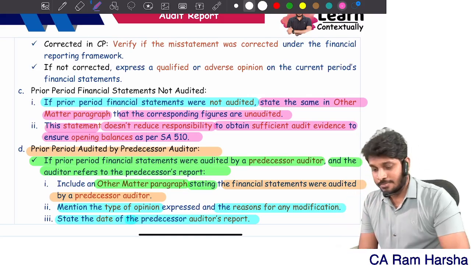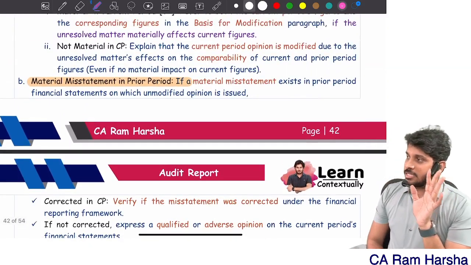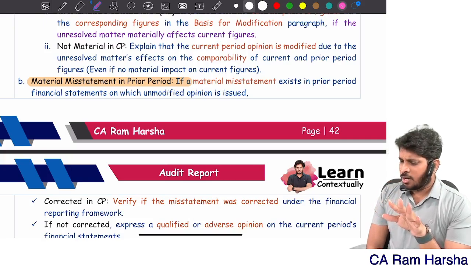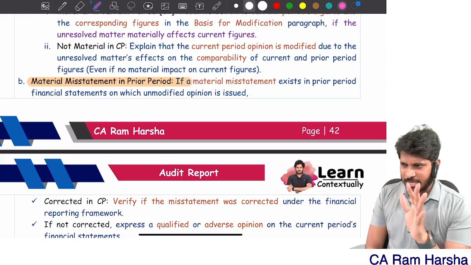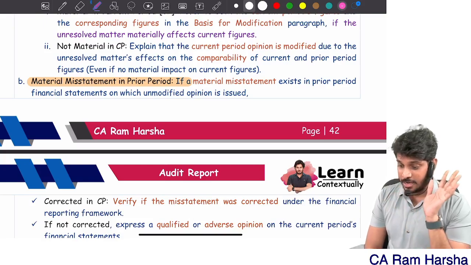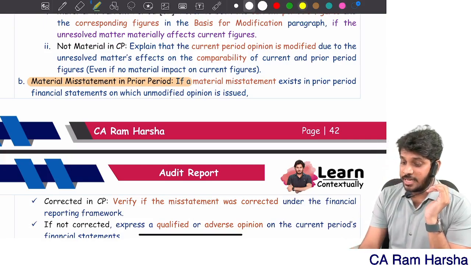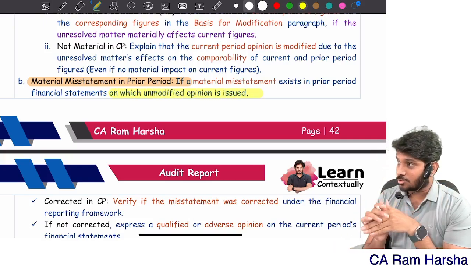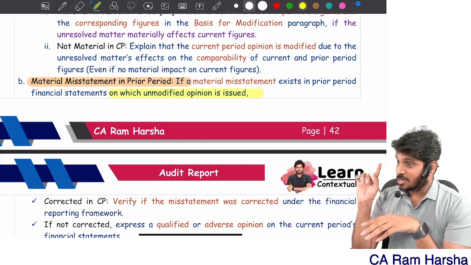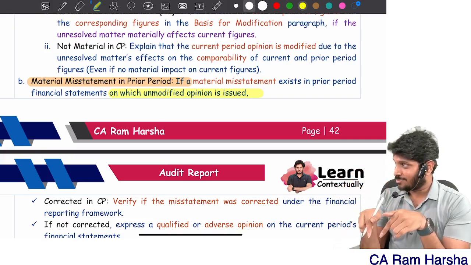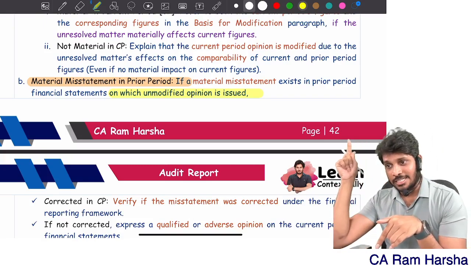Are you clear? Third one. Suppose there is a material misstatement in prior period. Who audited, either me or predecessor, keep it aside. Last year an unmodified opinion was issued, but actually a material misstatement is there. Actually the mistake is discovered this year, but that mistake happened last year.